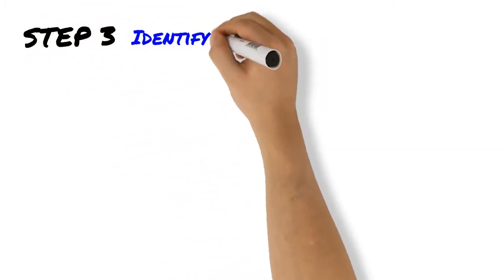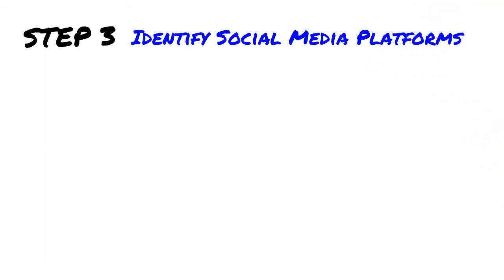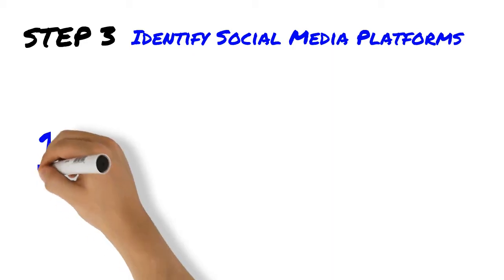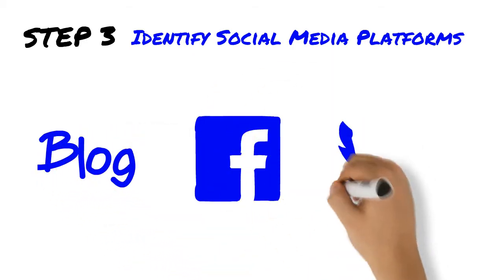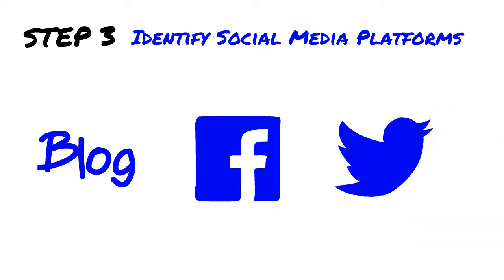Step 3, we're going to identify our best social media platform options. This doesn't have to be just one option or every option. You can use a combination, you can use multiple, or you can just use one. I'm going to use my blog, Facebook, and Twitter to reach my target niche. This is where most of my target niche is going to be at, and so this is what I'm going to use to reach them.